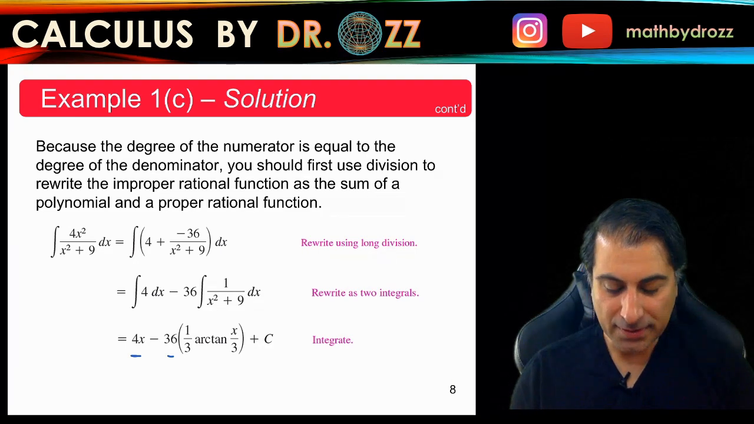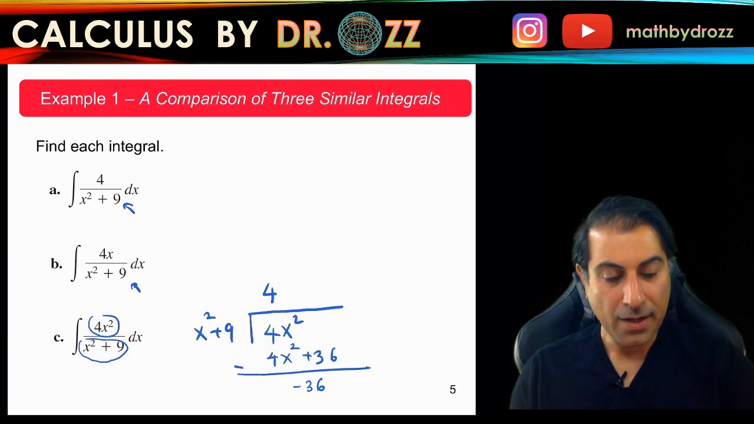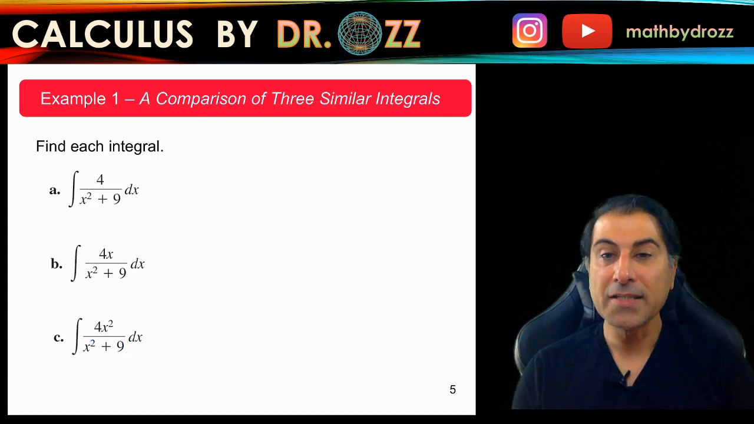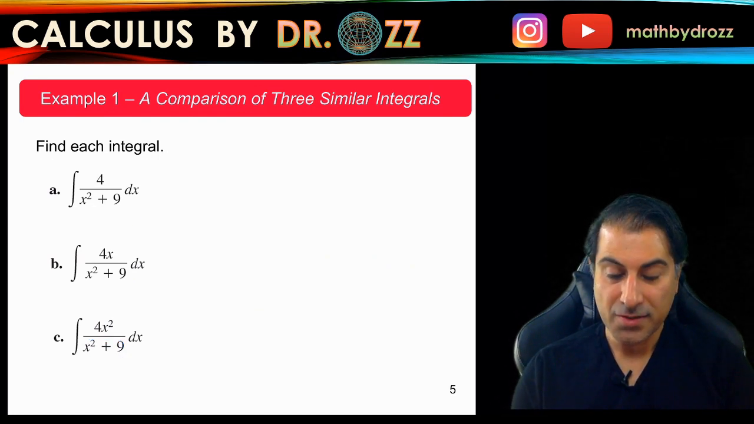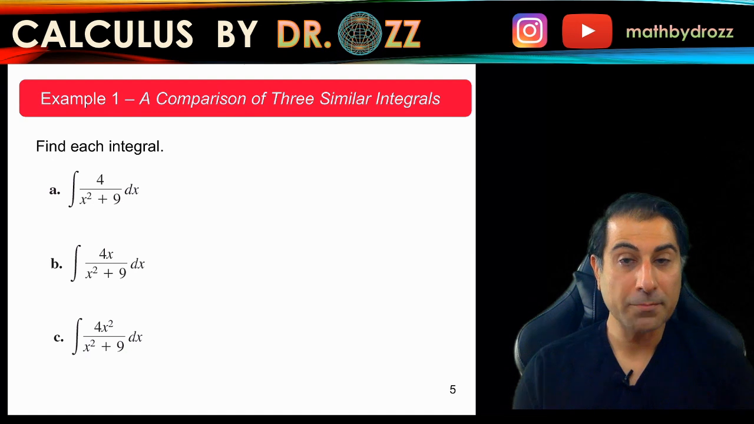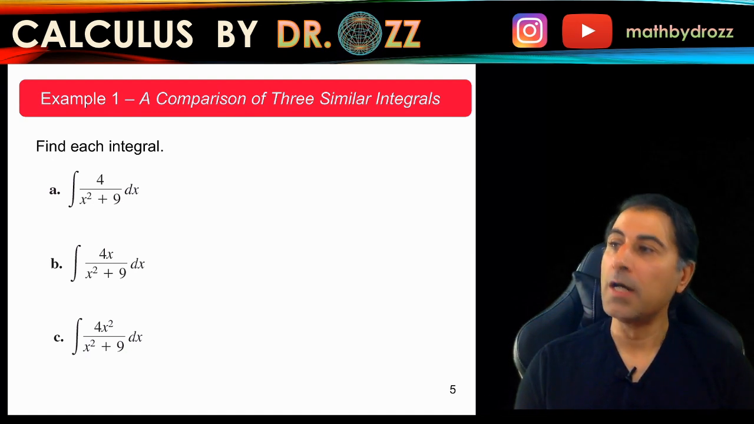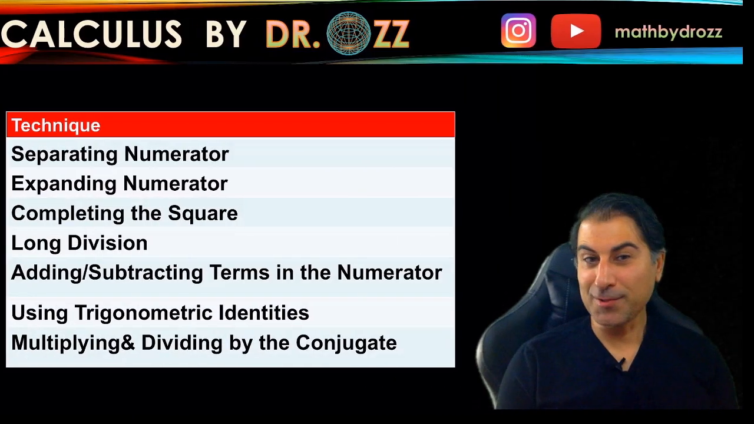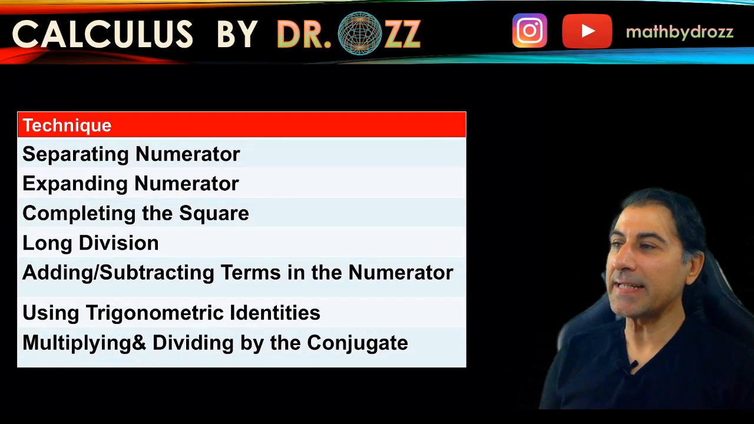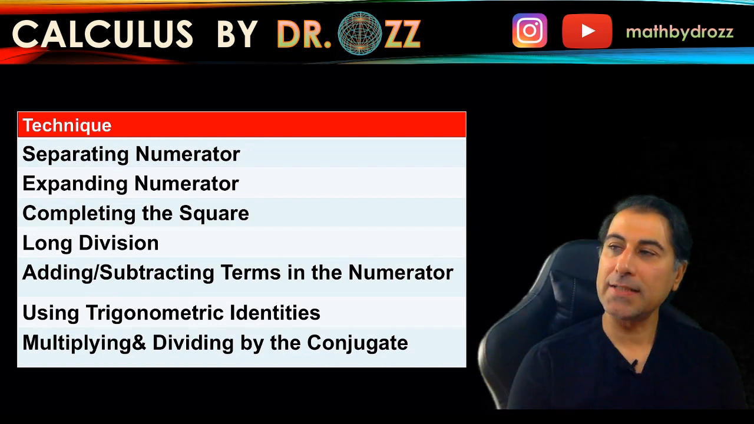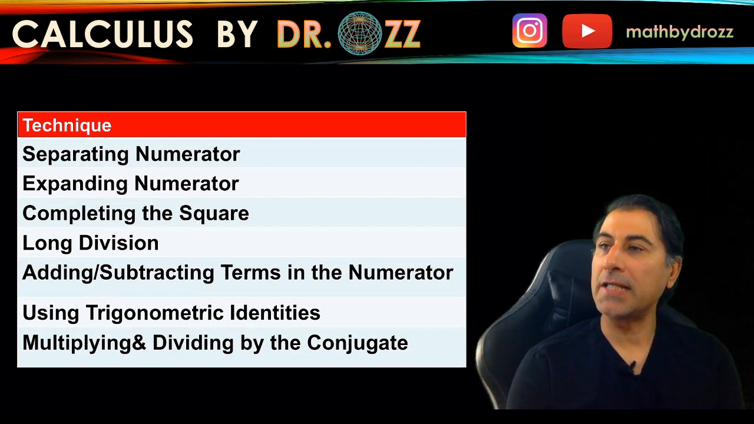So as you see, we have three different examples here, and the integrands look alike, but in fact they're totally different, and we have to rely on different techniques that we learned in Calculus 1. Let's also recall some of the algebra and trig techniques that we used in Calc 1.